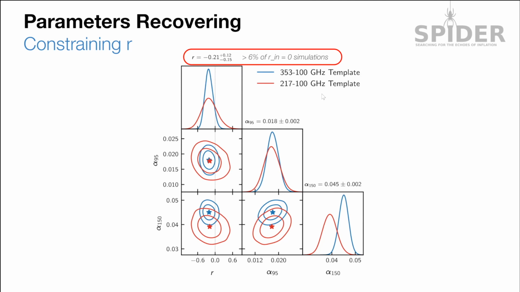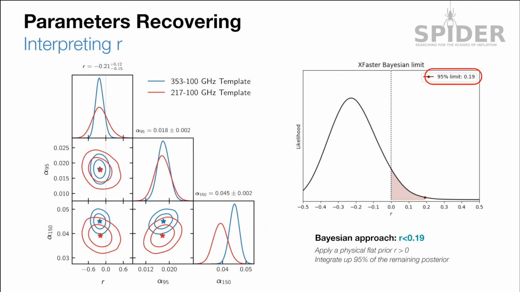We found that in our R equals 0 input simulations, around 6% of the simulations have a R recovered smaller than this value. So with the expected noise fluctuations, this value is consistent with our simulations. Now, how do we interpret this R value? We could do a Bayesian analysis, impose a flat prior and truncate it for R smaller than 0. And we got a 95% Bayesian limit of R smaller than 0.19.